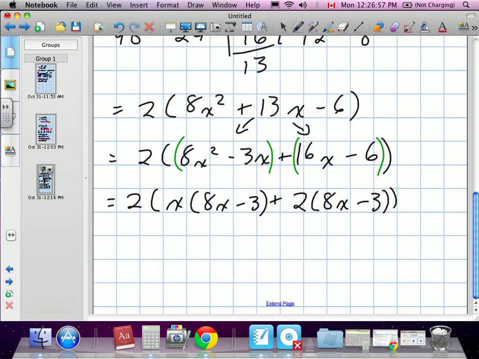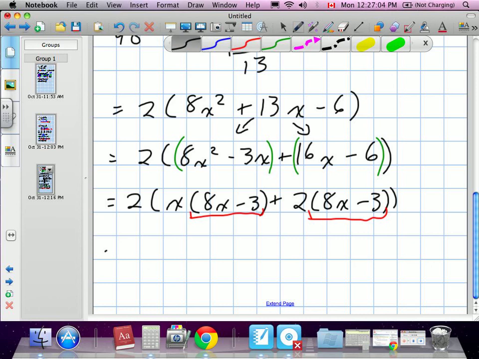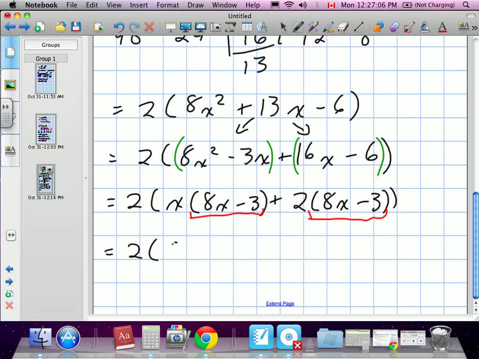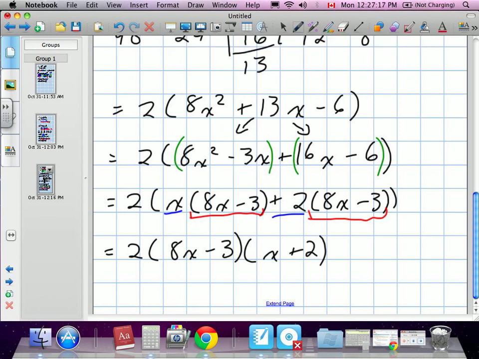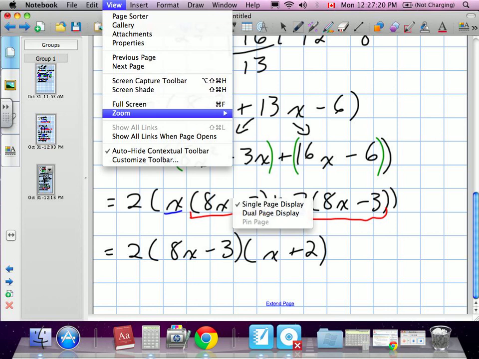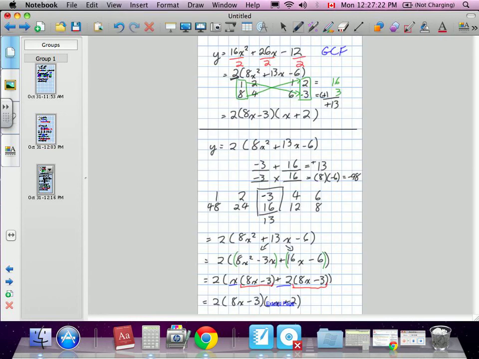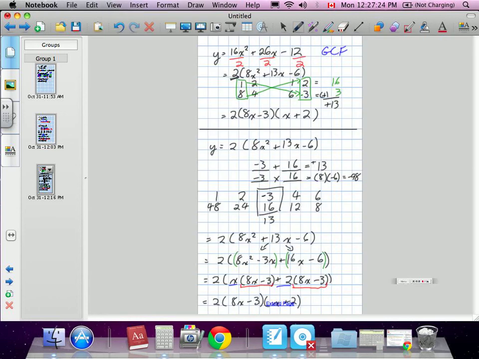Again, our brackets, if you notice, are the same. So I'm going to factor the brackets out. I'm left with 2 times 8x minus 3. And in our other brackets, we take the other terms that are left over, which are x and positive 2. And there is our factor form. So we've done it through decomposition and the other method.